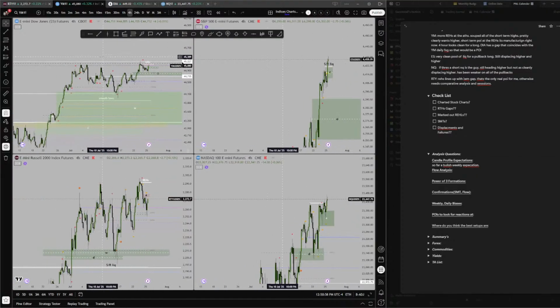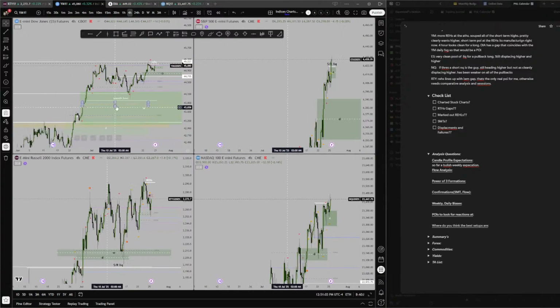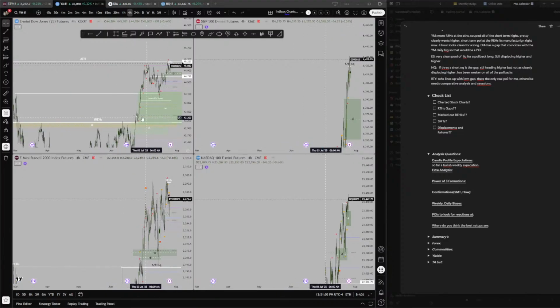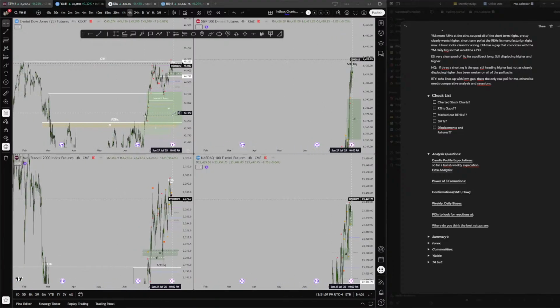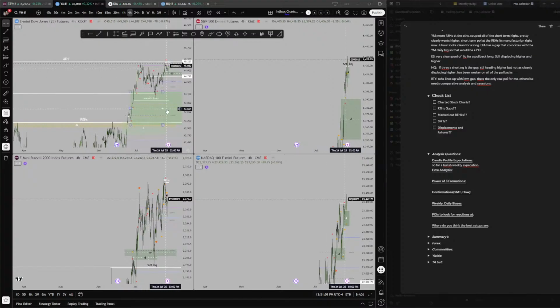It may take a few days, but there is some clear liquidity down here, especially as you get down here. And this is a nice imbalance here on the weekly. That's very ugly.